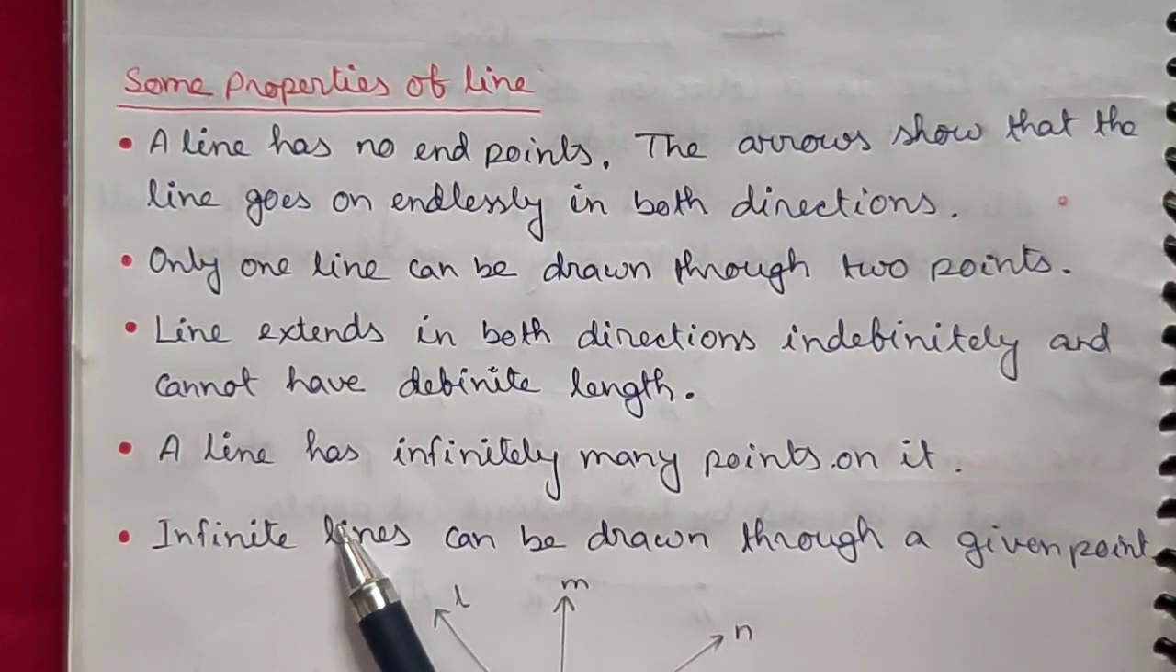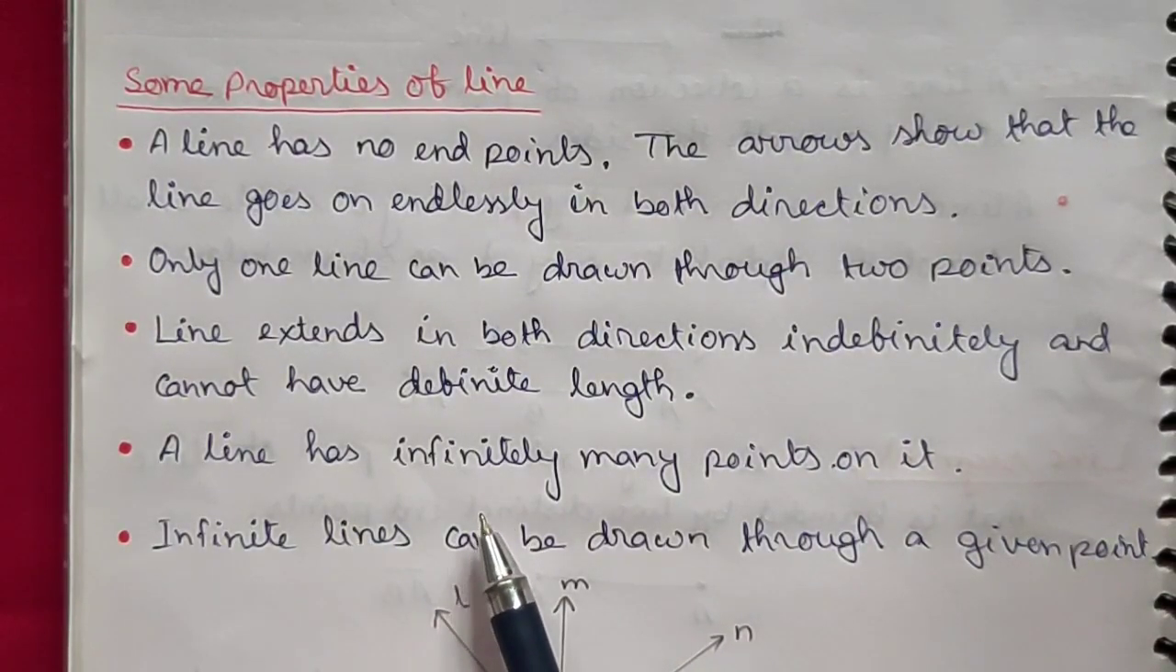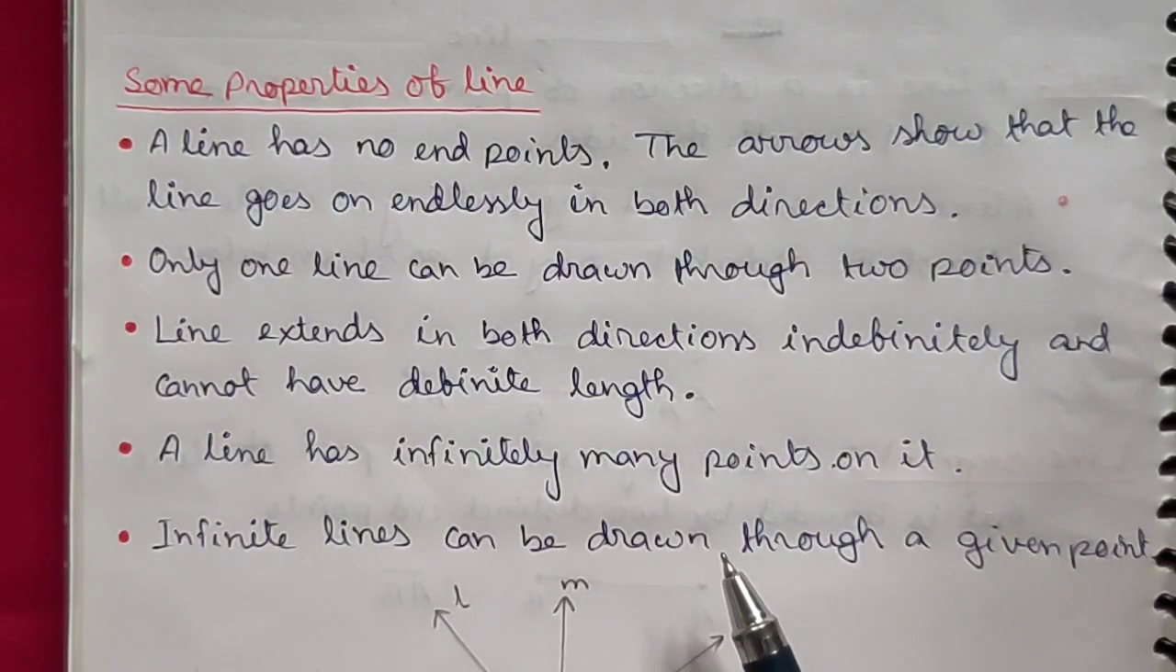Next is that a line has infinitely many points on it. I told you in the beginning that if we collect an infinite number of points and join them end to end, they will form a line. So we cannot count how many points are there on a line.